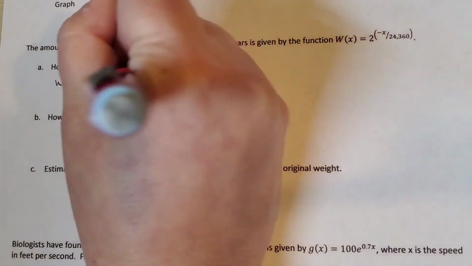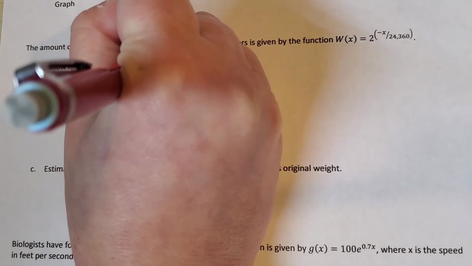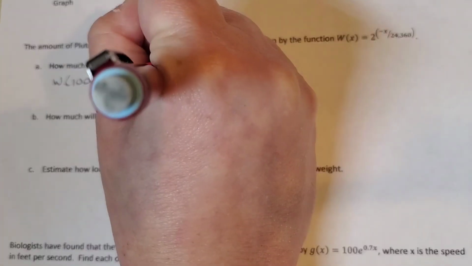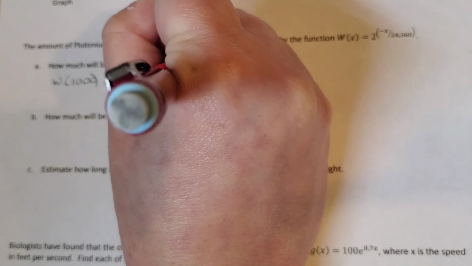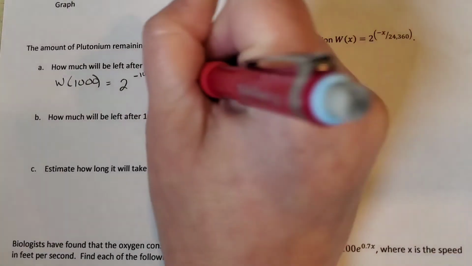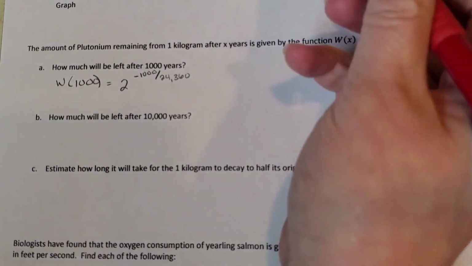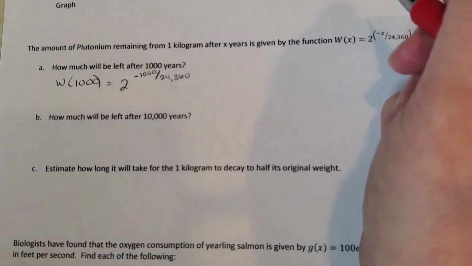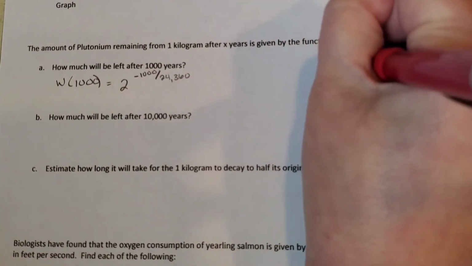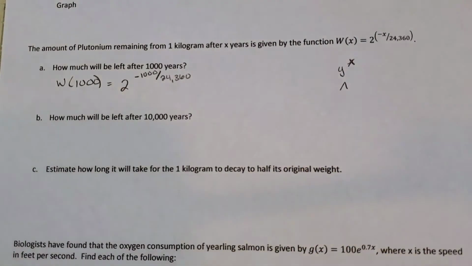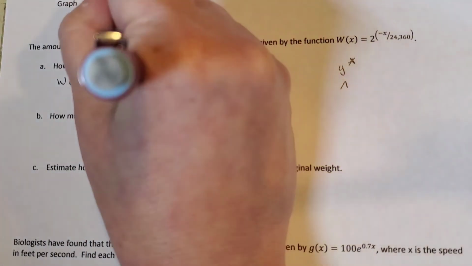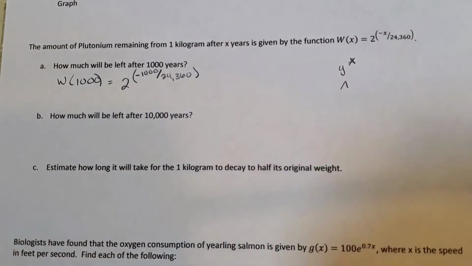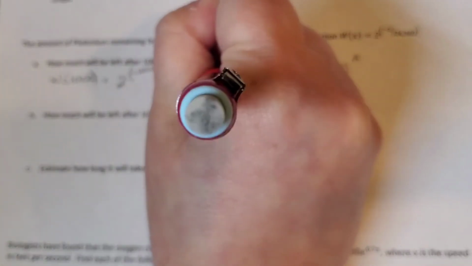we end up with 2 to the -1,000 over 24,360. Again, we just need to put this in our calculator. You should have a y to the x key or a caret key. So you can put in your 2 and then your y to the x key or your caret key, and then you'll want to do open parentheses, -1,000 divided by 24,360, and you should get about 0.97 kilograms.